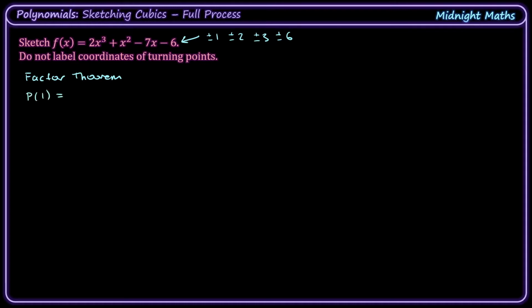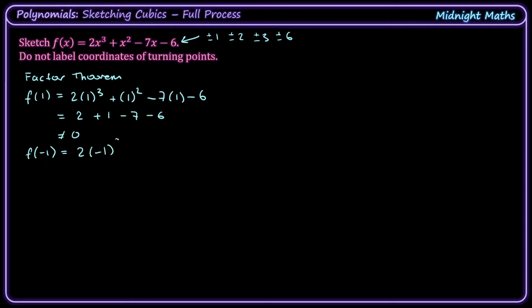f of 1, not P of 1, so this graph is called f, so I'll call it f of 1 equals, now I have 2 times 1 cubed plus 1 squared minus 7 times 1 minus 6. That gives me 2 plus 1 minus 7 minus 6, which is definitely not equal to 0, so that's not a factor. Next, let's try f of negative 1.